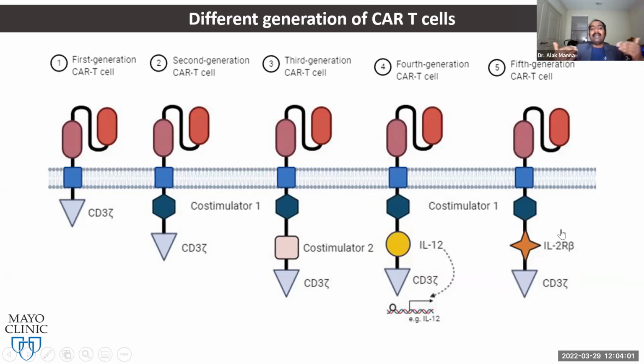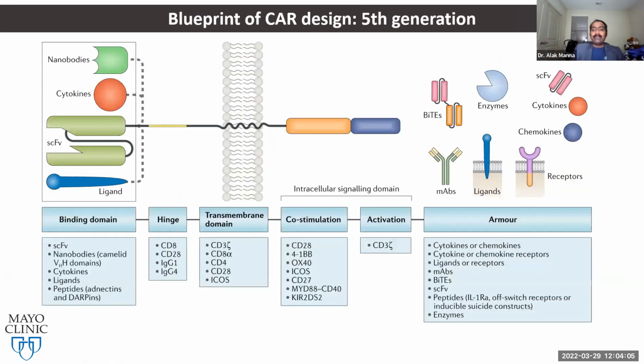So you can add anything, an armor, whichever you like, along with your CAR. So this is basically the blueprint of the CAR design that we are doing now. These are the variable domain, the binding domain, where you have to identify the target and design those things. And the rest of the thing is pretty simple. You can pick anything from there, because that's well known.